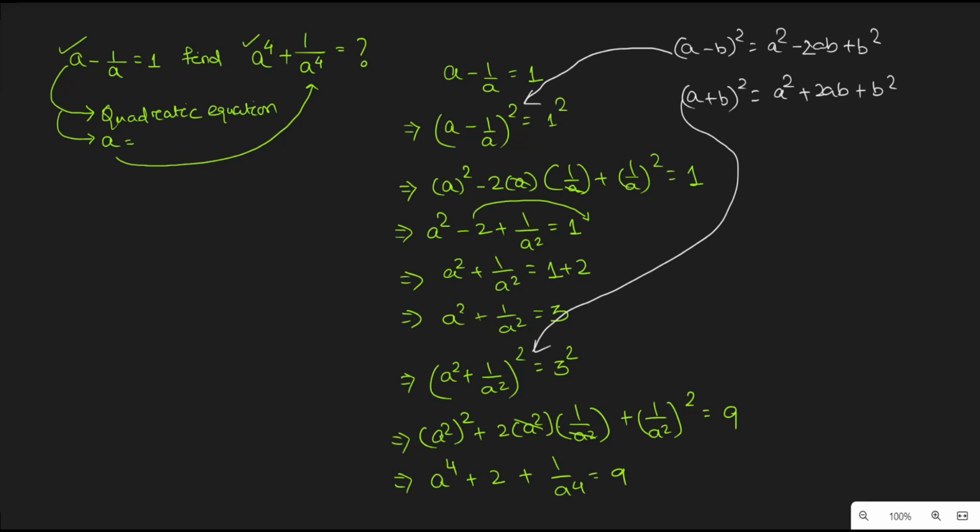So we can simply write a to the power 4 plus 1 by a to the power 4 plus 2 is equal to 9. Here plus 2, if it goes to the right hand side, it will become minus 2. Then we can write it as a to the power 4 plus 1 by a to the power 4 is equal to 9 minus 2 is 7. Hence this is the answer.